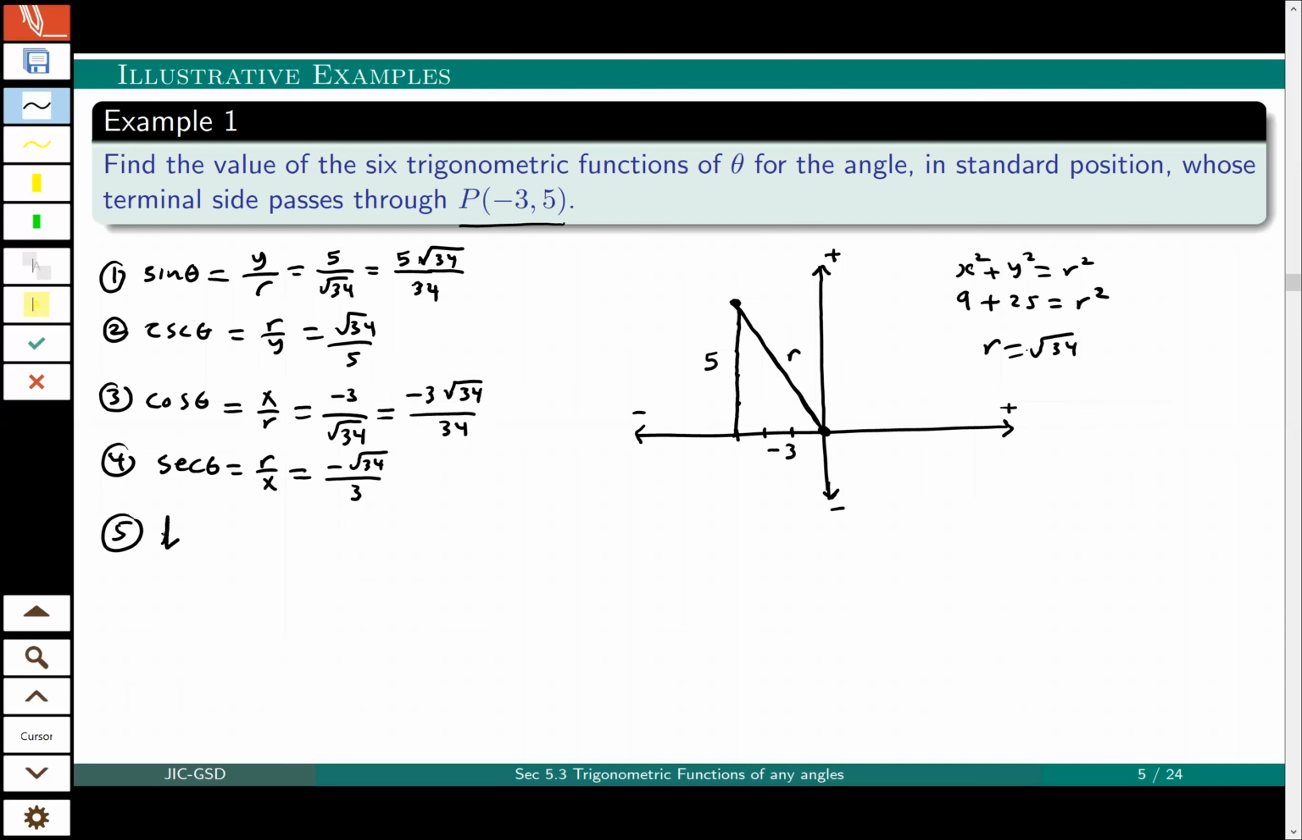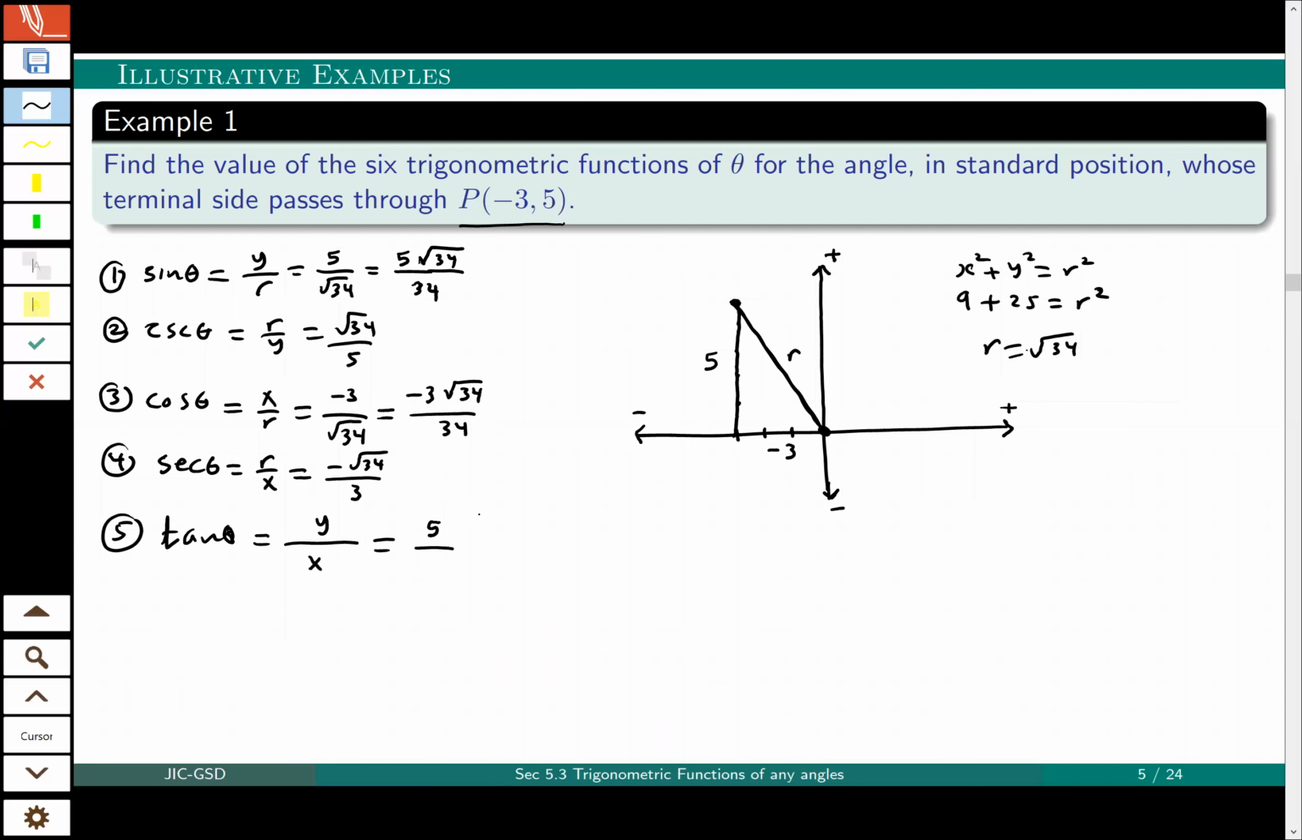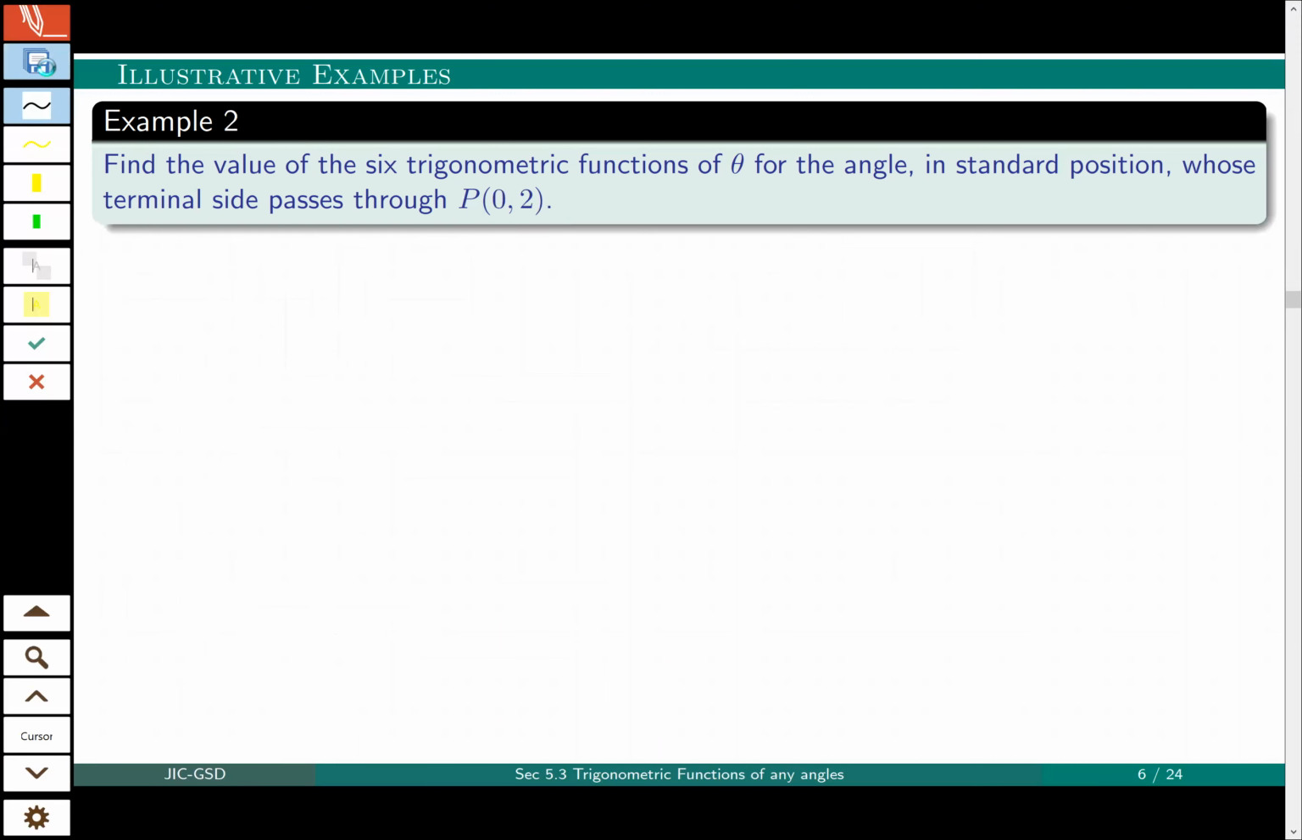Number 5, it's tan, and tan is defined by y over x. Y is 5 over x, which is -3, but remember that can be written as -5 over 3 as well. And the last one is cotangent theta, which is x over y, and that is -3 over 5, which is upside down of tan.